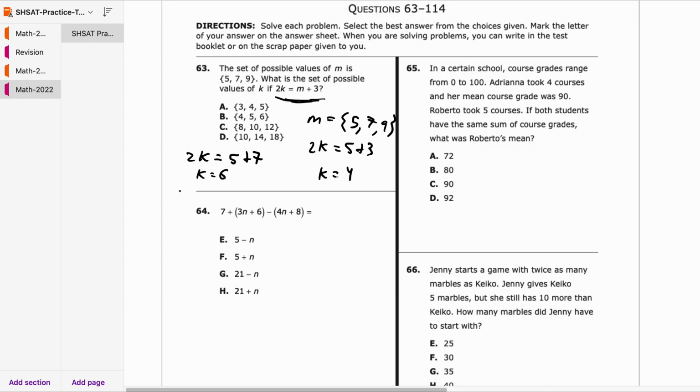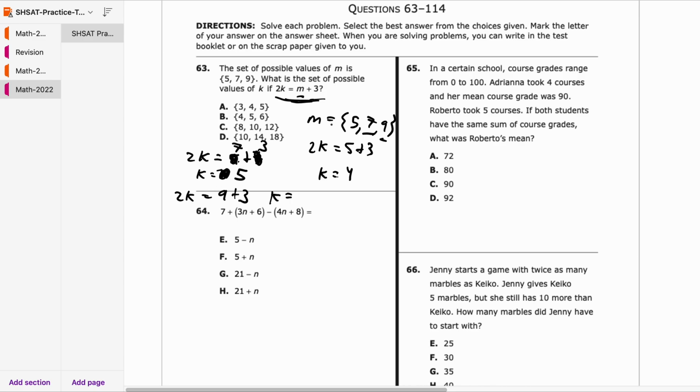And then in our final case, we would have where m is equal to 9. Then we would have 2k is equal to 9 plus 3, right, m plus 3. And therefore k would be equal to, hang on one sec. Sorry, I said 5 plus 7 here, but it would actually be m plus 3, where m is equal to 7. So it would be 7 plus 3, and therefore k would be equal to 5 in this case.